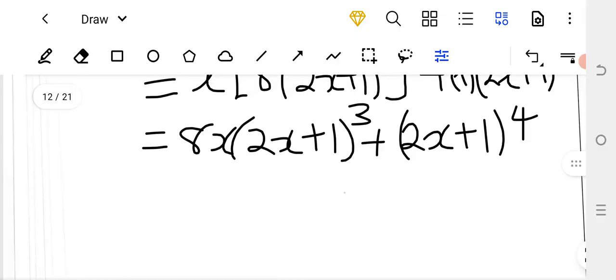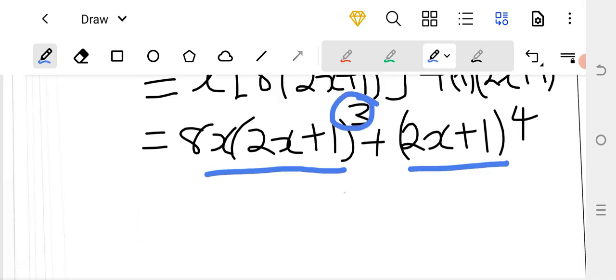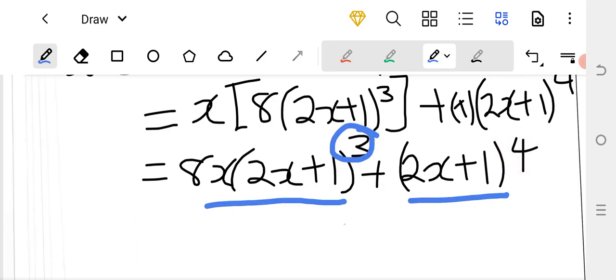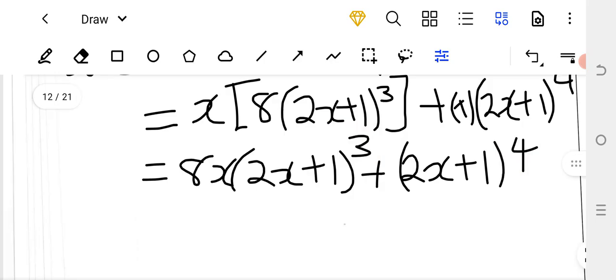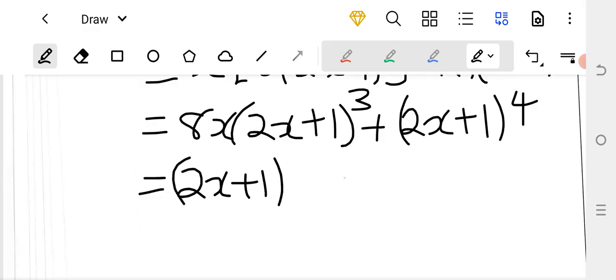To continue, you factor out what is common. Of course, here you can see that there is 2x plus 1. Even here there's a 2x plus 1. But which one is common? Here it's being raised to the power 3. Here it's being raised to the power 4. So we'll remove (2x plus 1) raised to the power 3 because it's the one that is common. So it's going to be equal to (2x plus 1) raised to the power 3.